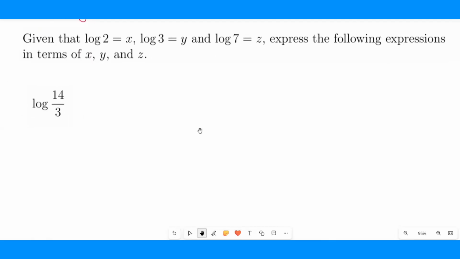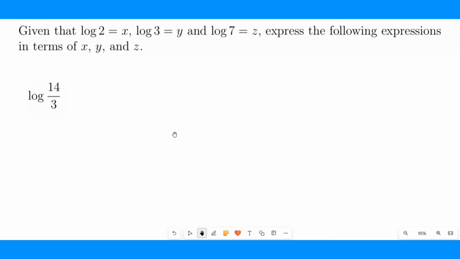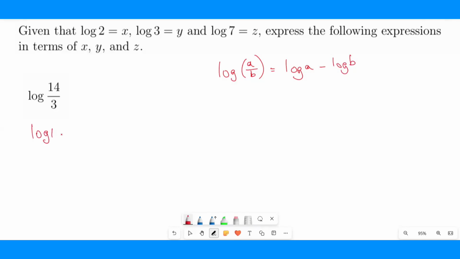All right. So in our second problem, we're looking at the same context. We have log 2, which is x, log 3, which is y, log 7, which is z, and we're looking at the log of 14 over 3. Now in logarithm, if we have the log of, say, a over b, the fact that they're in the same base, this division can be represented as subtraction. So it's going to be the log of A subtract the log of B. They're in the same base. So we're going to utilize that to help us. So in this case, we're going to actually have the log of 14 minus log 3.